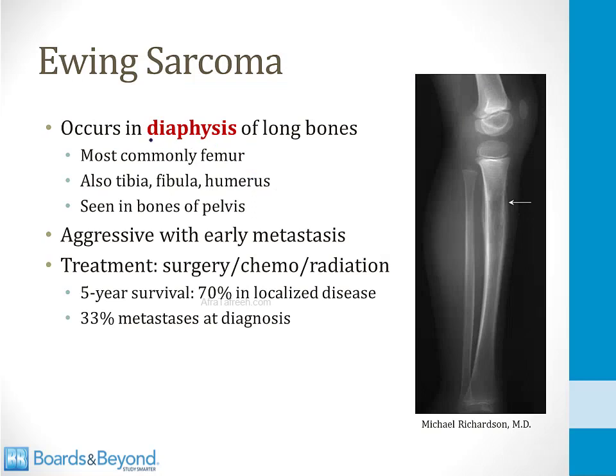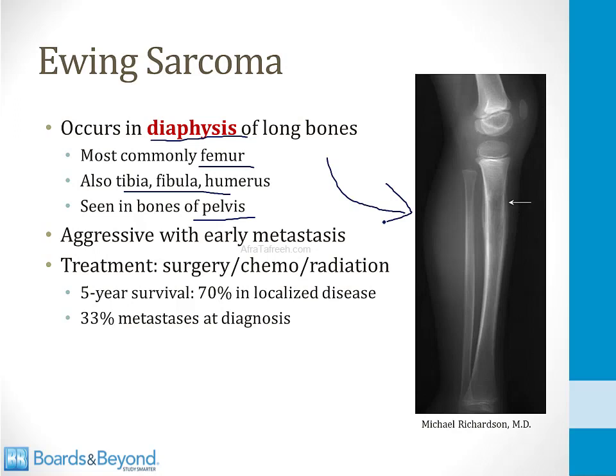Ewing sarcoma occurs in the diaphysis of long bones. Remember, the diaphysis is the straight part or shaft of a long bone. Most commonly, it's the femur, and remember what I told you before, most bone tumors occur around the knee. You can also see Ewing sarcoma in the tibia, fibula, or humerus. It's also sometimes seen in the bones of the pelvis. On the screen here is an X-ray of a Ewing sarcoma. You can see the white arrow pointing to a black spot, which shows the tumor presence in the tibia below the knee.